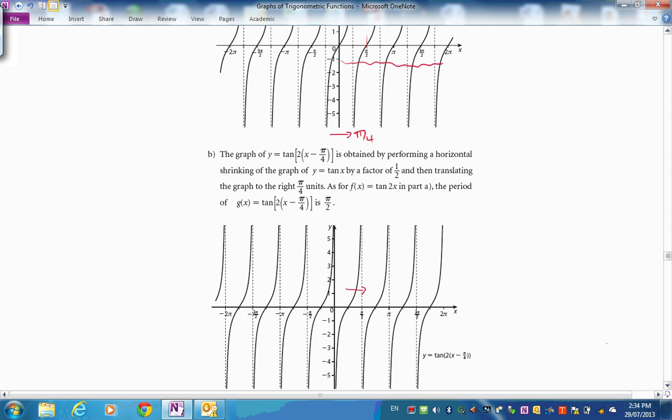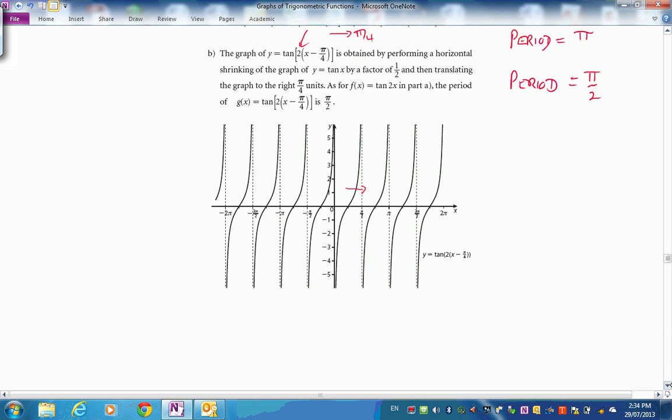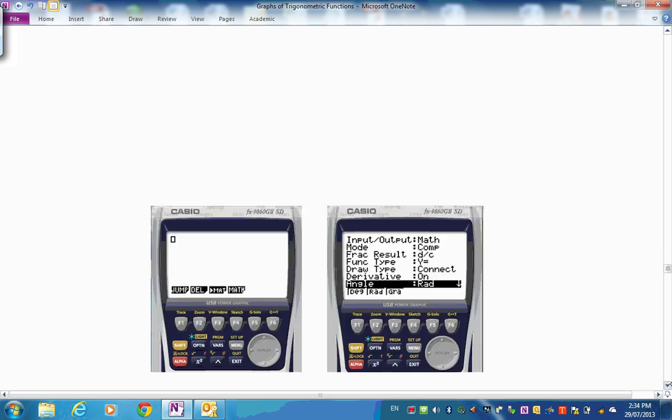A little bit tricky here. But the period of tangent usually is pi. So when we have 2 in here, the period is going to be pi on 2. Because it's a stretch by a factor of a half. Come on down and let's have a look.